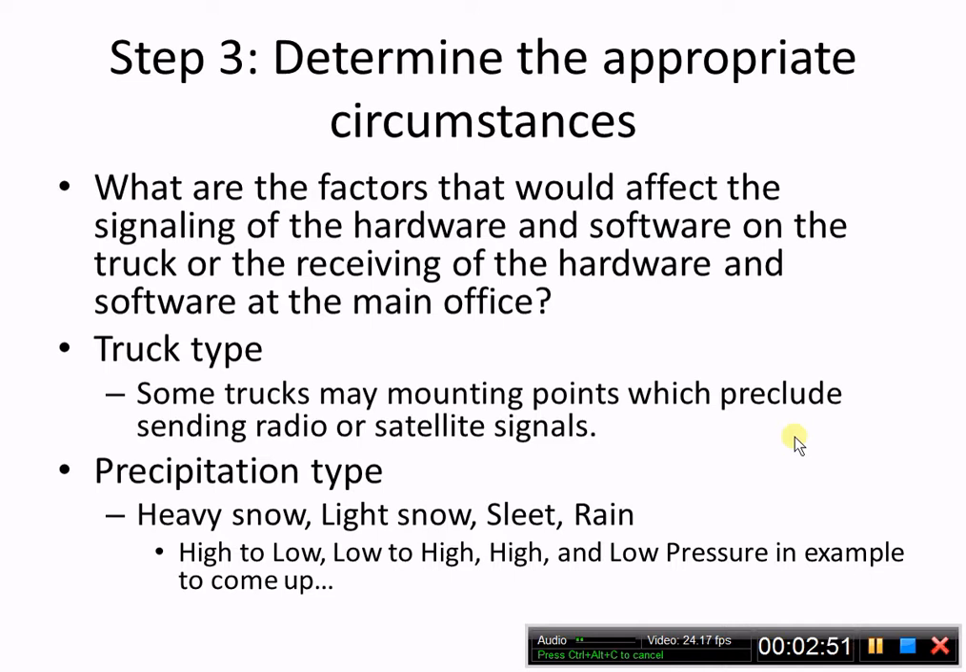Another could be precipitation type. For example, heavy snow, light snow, sleet, or rain. Or what I am referring to in my fit criteria statement as high to low pressure, low to high pressure, and low pressure. You could imagine that heavy snow might actually preclude signals from getting through.